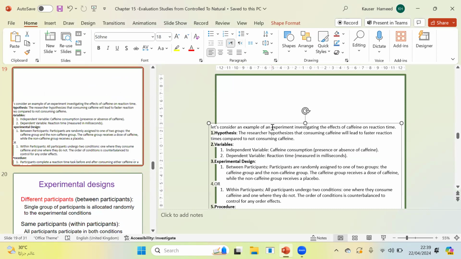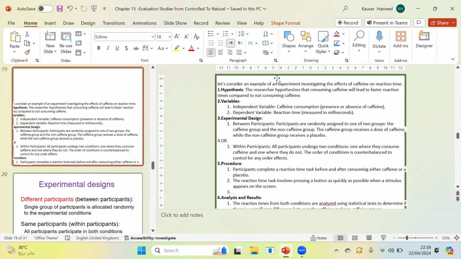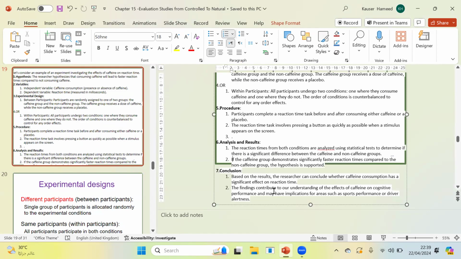For example, let's see how to frame a conclusion in this particular study. Based on the results, the researchers can conclude whether caffeine consumption was creating a significant effect on the reaction time or vice versa. The findings contribute to our understanding of the effects of caffeine on cognitive performance and have implications for areas such as sport performance or driver alertness.